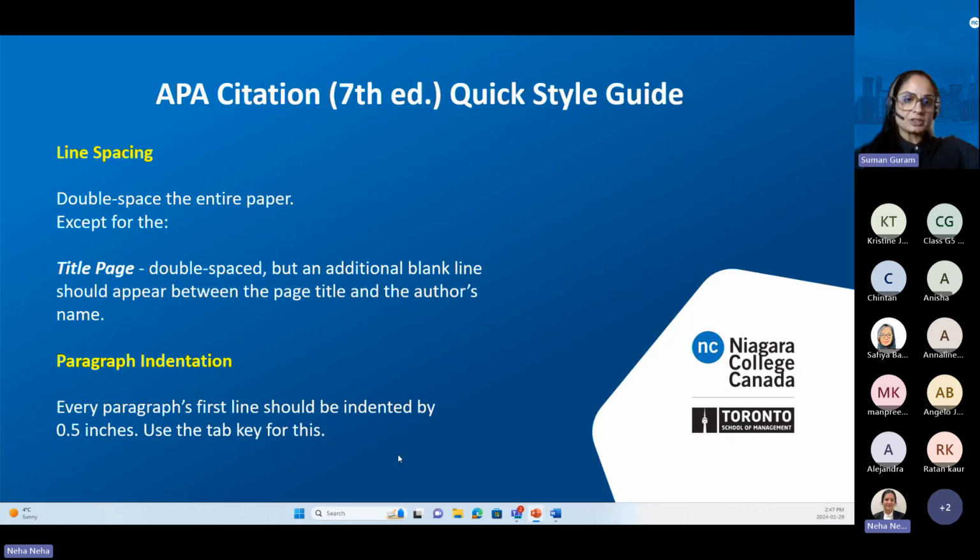Yes, so just to go over that one more time, the line spacing: the paper should be double spaced except for the title page. Again, it should be double spaced, but there should be an additional blank line between the title and the author's name. And again, we want to make sure that our paragraphs are indented by 1/2 inch, and we can use the tab key for this.